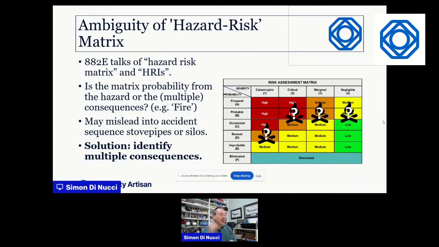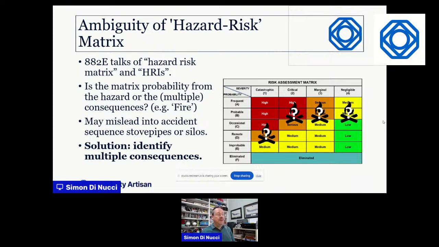Well, we can't. Well, we can, but one bad way of doing it is that you end up with one hazard and one outcome. You say, I've got a fire that leads to one death, or a fire that leads to one severe injury, or a fire that leads to one negligible injury, or whatever it might be. And the danger then is you end up with lots of stovepipes or silos with individual hazards, which is false, because once a fire starts, you don't know where it's going to go, what's going to happen.